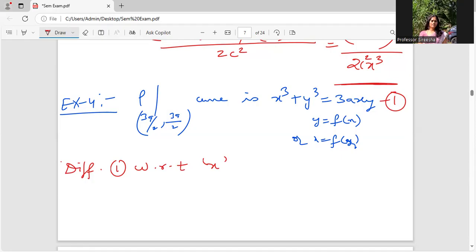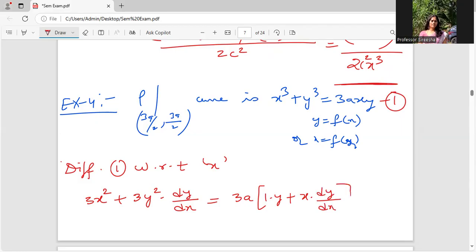Yes. Differentiating 1 with respect to x. The derivative of x³ would be 3x², guys. dx/dx would be 1, so I won't write it. The derivative of y³ is also 3y², but since y is a function of x, I'll be using dy/dx. This is equal to 3a. Again, for xy, I should be using the UV rule. The derivative of x is 1, y is as it is. x is as it is, the derivative of y is 1, so I'll be having dy/dx, right?